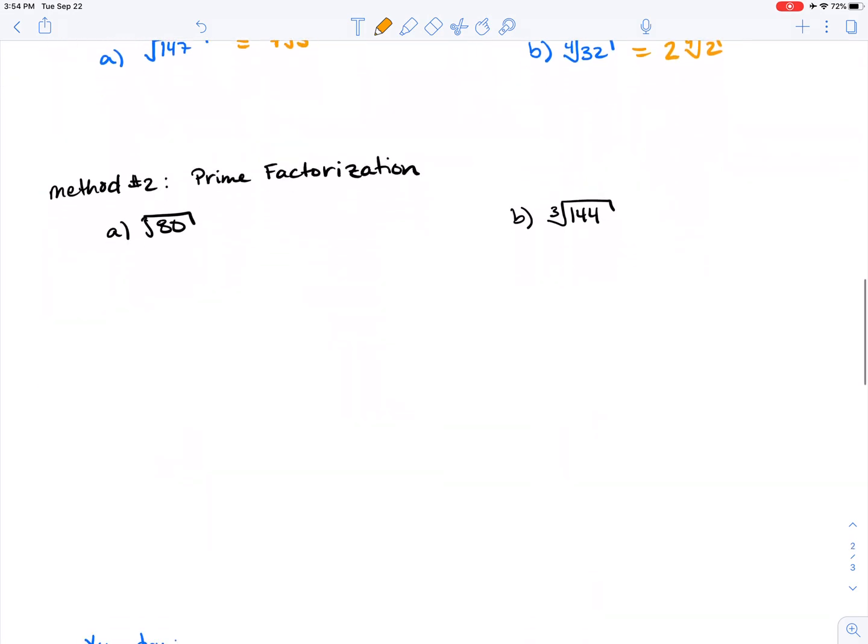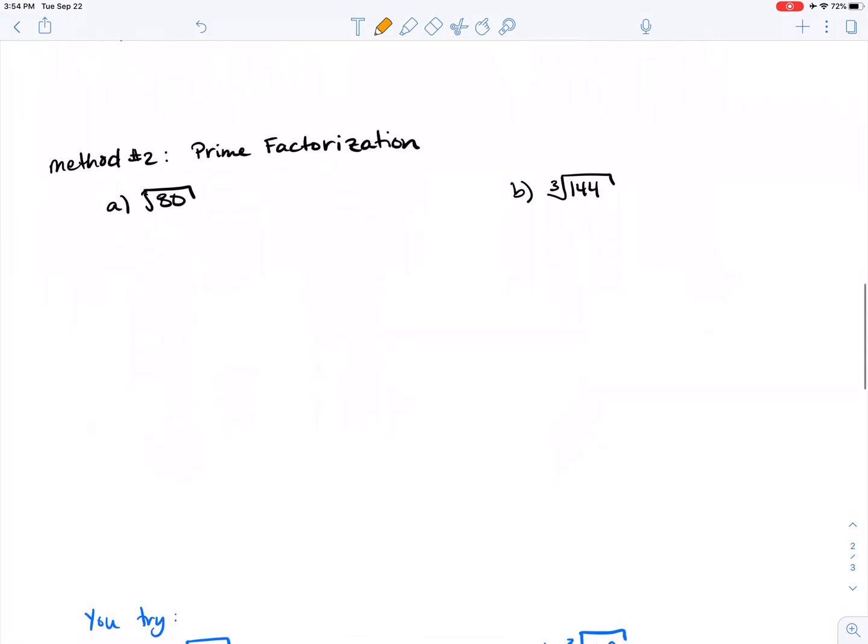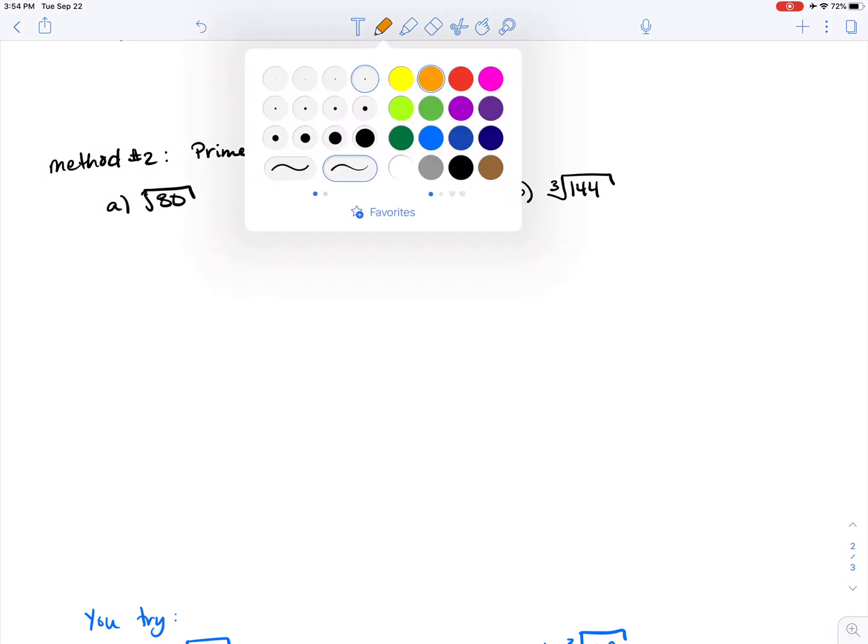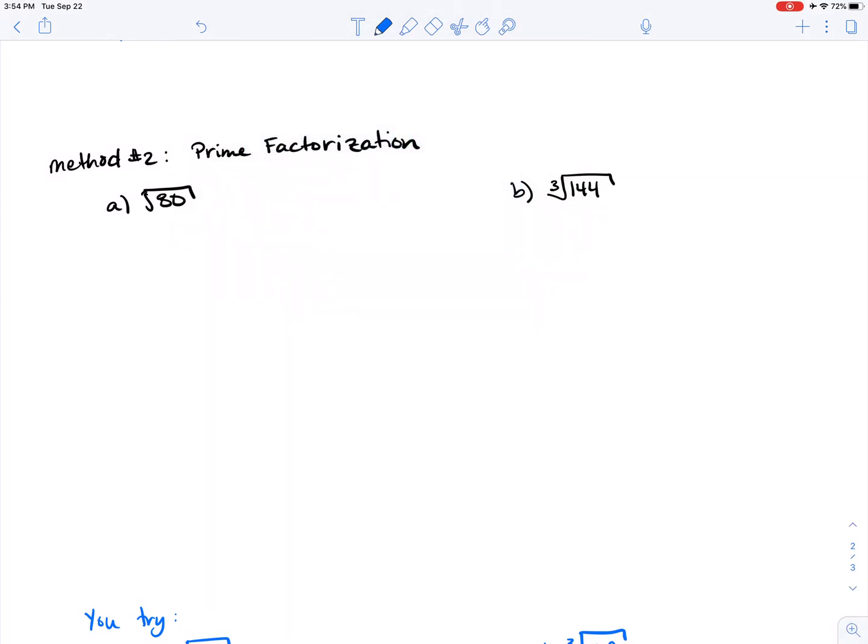Let's look at a second method. This is looking at the prime factorization. So what does that mean? It means we have to break down the numbers by the prime factors. So let's look at 80, the square root of 80 here in example A.